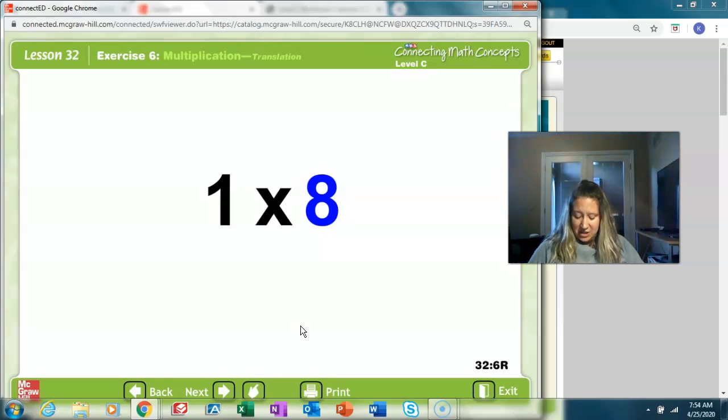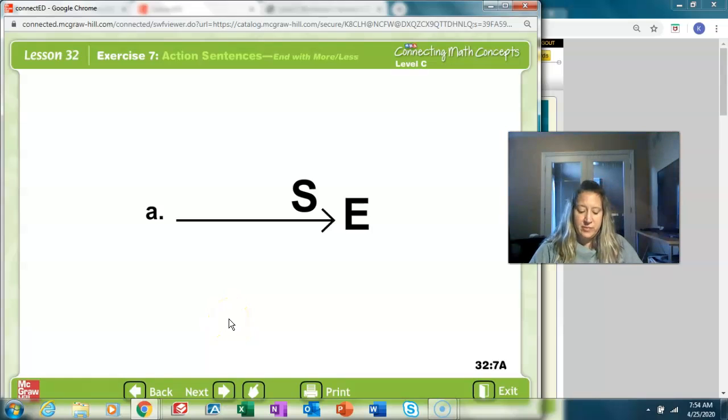So, I want you to touch the arrow for A, and I want you to listen to the story. It says, Ed made some chairs. Did Ed end up with more or less? He ended with more. So then E is the big number and S is the small number. Put E and S in the family. And here's what you should have for A.